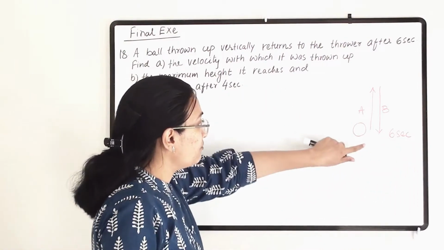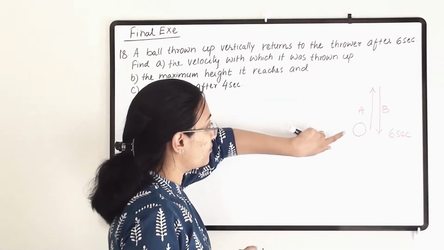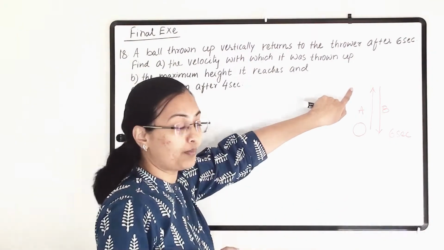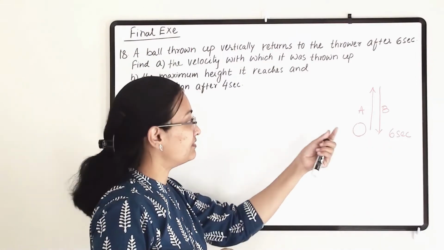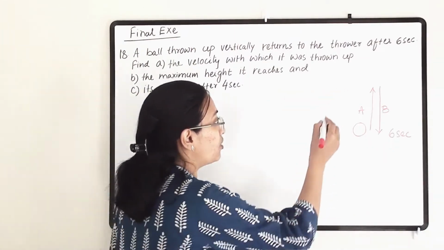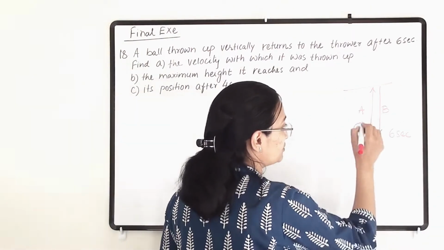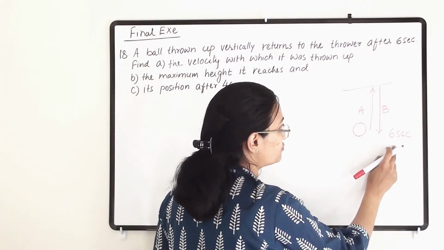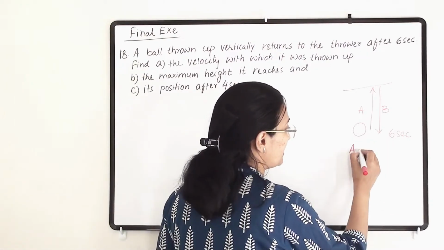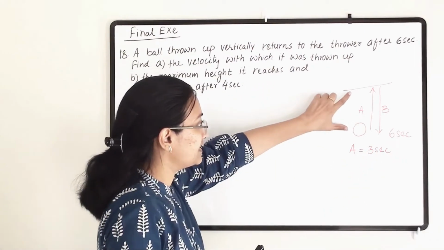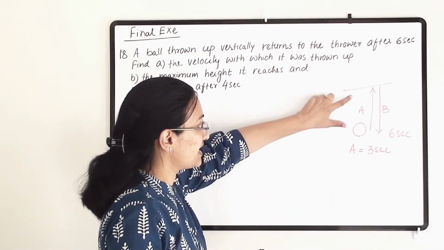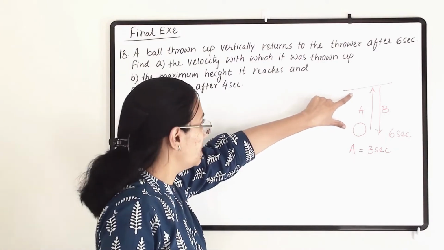So if we want to find out the time for when the ball is going up, then we have to divide this total time by 2. Then only we will get the time when the ball reaches the top. So that time is 6 divided by 2. So time for the A path is 3 seconds. When the ball reaches the top, it is 3 seconds. In this much time frame, it will reach the top.